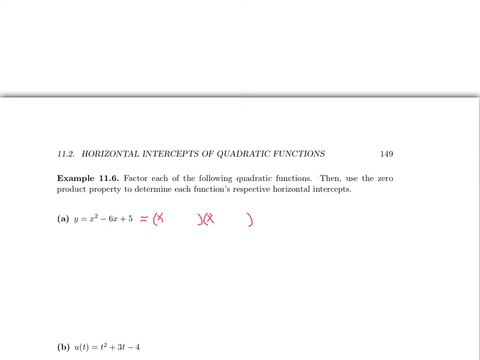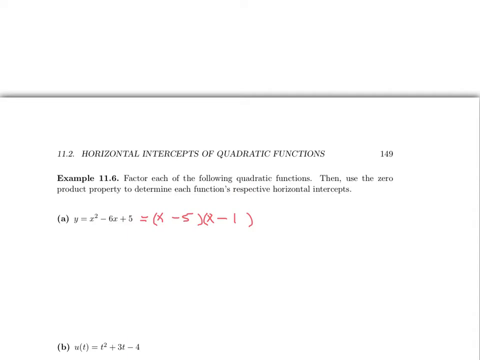And -5 and -1 work. You can check. -5 times -1 gives a +5, and -5 plus a -1 gives the -6. Okay, so really what we've done is we've taken our function, which was written in the standard form this way, and we've expressed it as a product of two linear factors. And if you recall from our earlier screencast, a quadratic function is a function that is a product of two linear functions. Factoring will take your function and write it in that form.